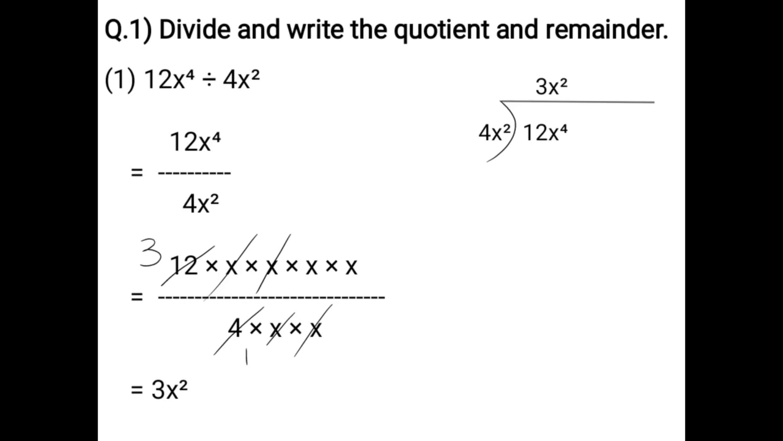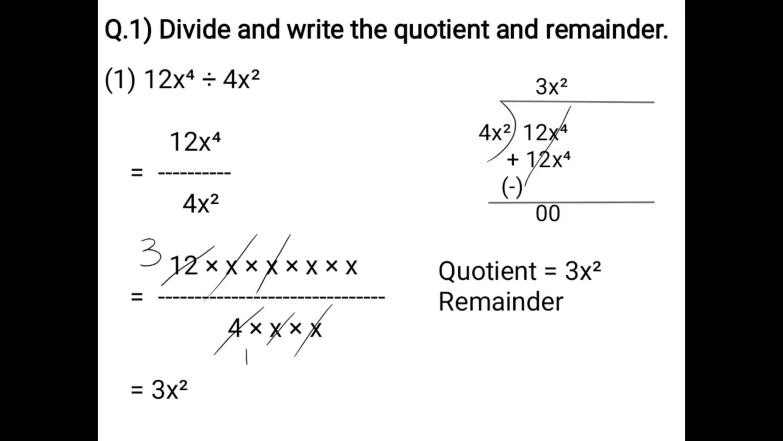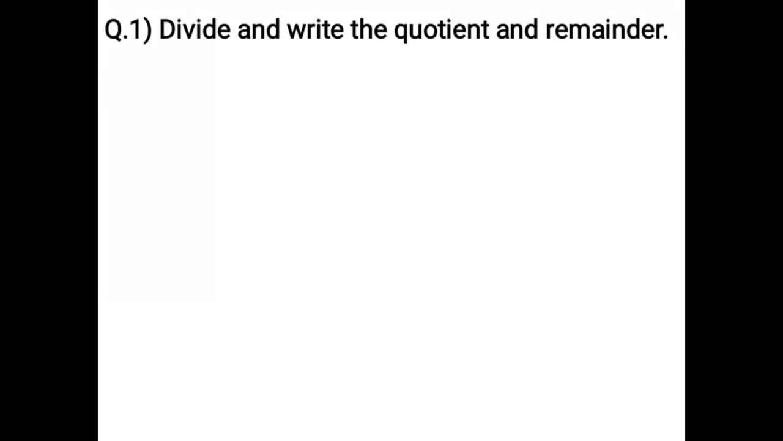When you multiply 4x square into 3x square, the answer is plus 12x raised to 4. Now you have to take opposite sign, minus if it is plus sign, like this. If you are taking opposite sign, it becomes subtraction. 12x raised to 4 minus 12x raised to 4, you have to cancel because 12x raised to 4 minus 12x raised to 4, answer is 0. Quotient is 3x square, remainder is 0.